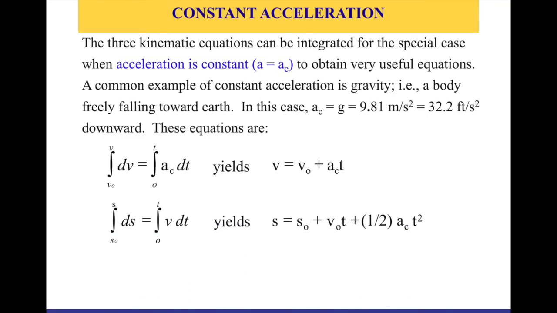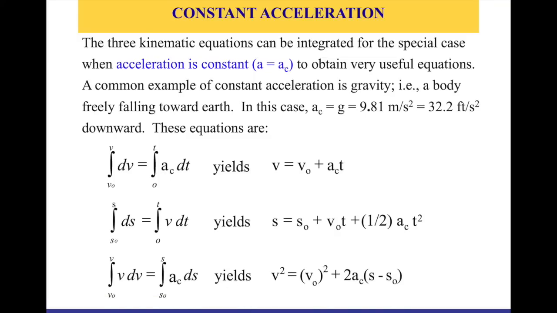The second one is for obtaining position as a function of time. You can integrate the velocity to get the position, and we can use the integration to find the equation, which is s equals s0, the initial position, plus v0 t, the initial velocity multiplied by time, plus half a_c t squared, where a_c is the acceleration. So this is another formula that we can use, assuming we have constant acceleration, to find the position as a function of time.